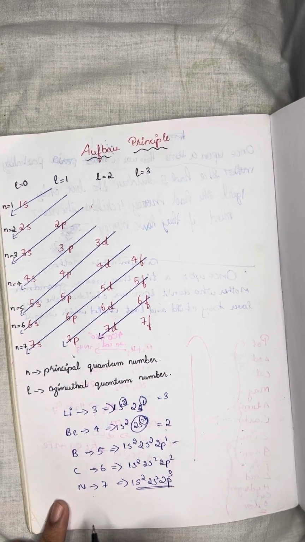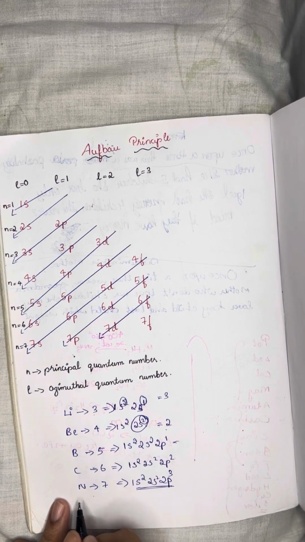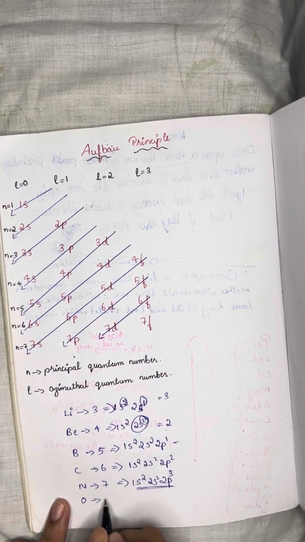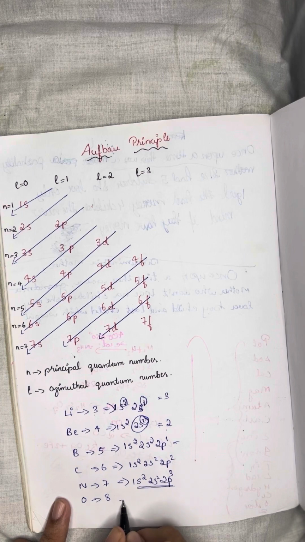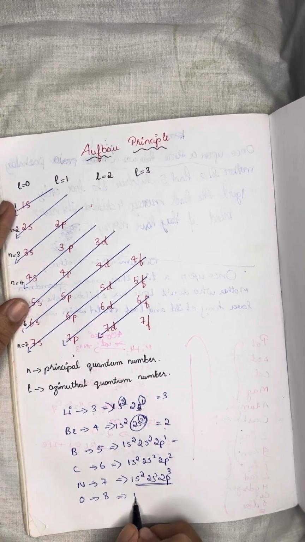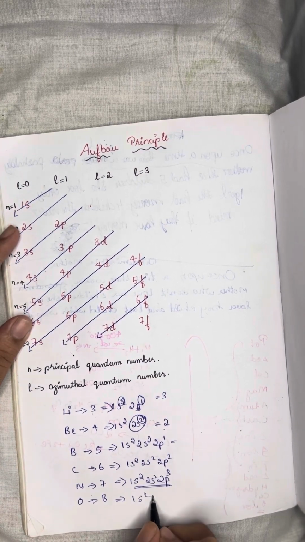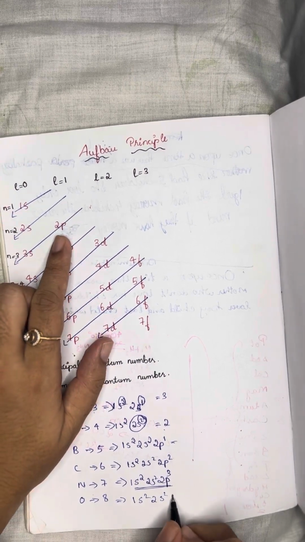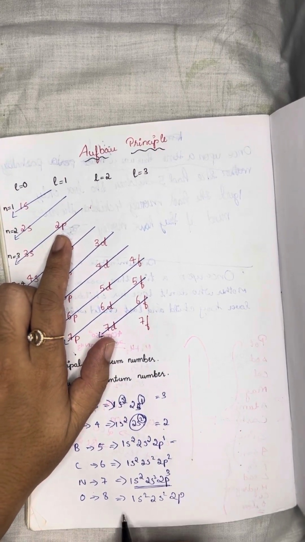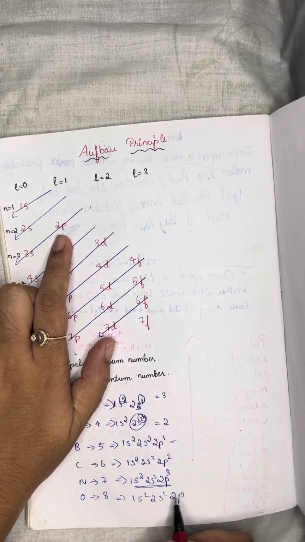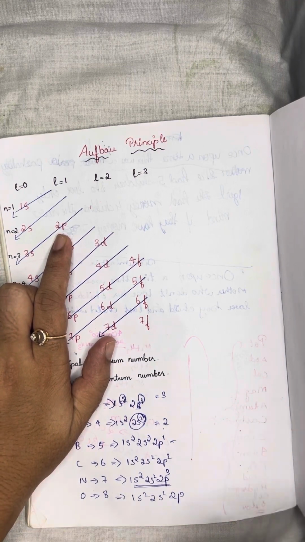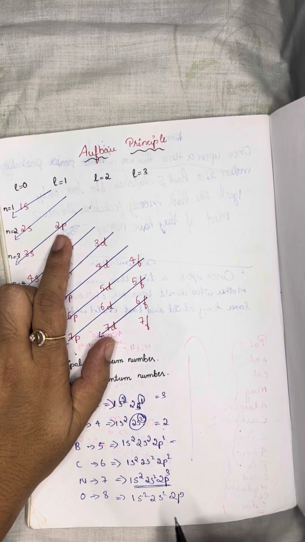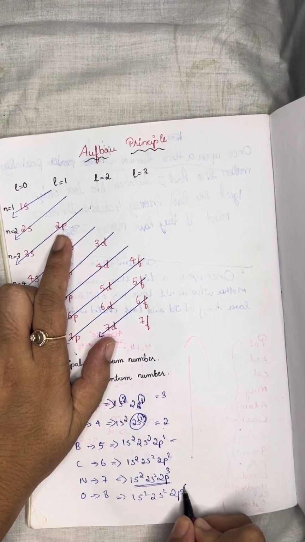And for the next element, I will take oxygen. Here the oxygen atomic number is 8, right? So first 1s2, see the Aufbau principle, after 1s2 comes 2s2, and after 2s2, see the arrow, 2p. How many electrons should be there in the last shell? In order to get 8, 2 plus 2 is equal to 4, so how many should be there? 4. Here 4 electrons, so 2p4.